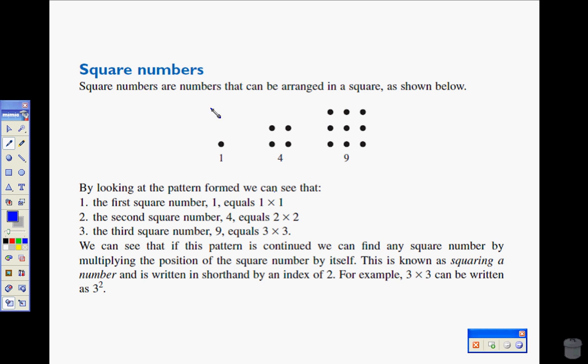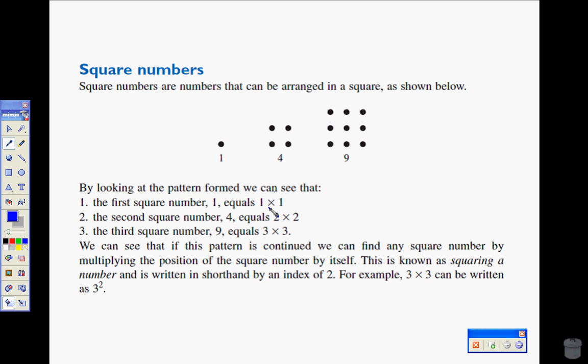A square number, as it says by definition, is one that we can arrange in a square. So one's a square because it's a very simple square. Four looks a bit better because there's your square. So 1, 2, 3, 4. And nine's a square, it can be put in as a square number as well because you've got 3 there and then 3 up, and so there's 9 all up. The next one would be 16.